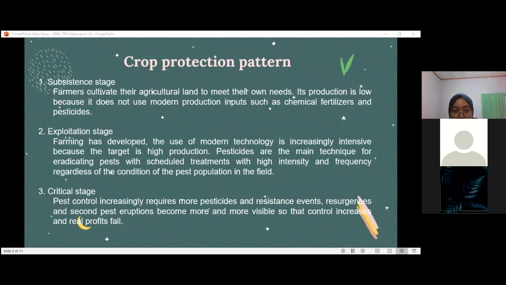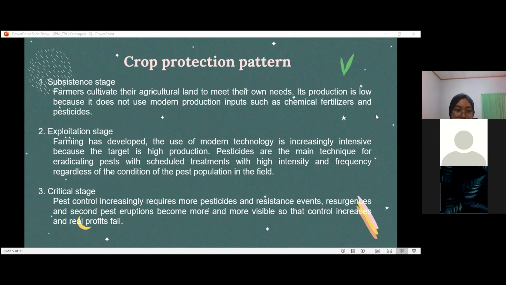Crop protection pattern. Number 1, subsistence stage. Farmers cultivate their agricultural land to meet their own needs. Its production is low because it does not use modern production inputs such as chemical fertilizer and pesticide. Number two, exploitation stage. Farming has developed.